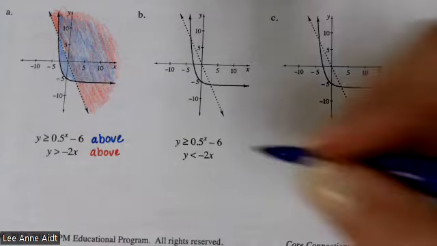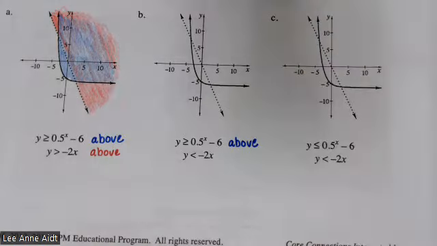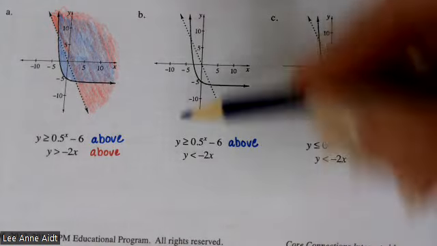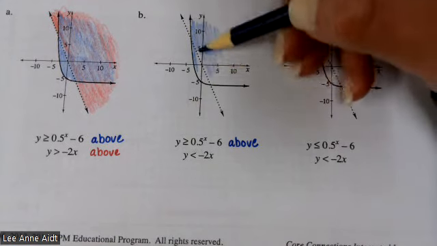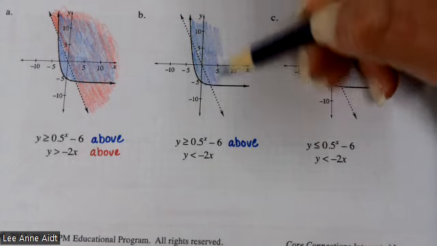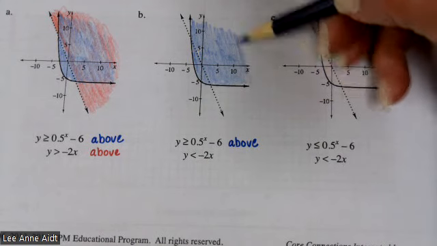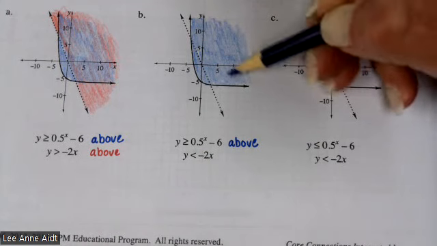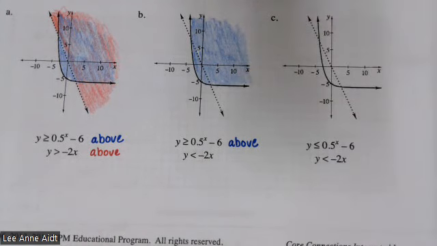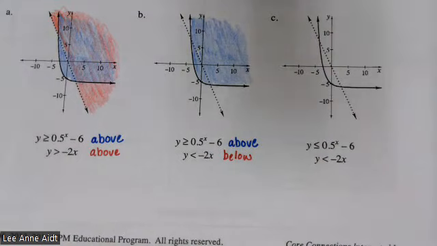Okay, next one. This one's greater than or equal to, so this is above the curve again. So much coloring. I do prefer the size of these little baby ones better though. You do? Okay, and then this one is less than, so that's below the line.